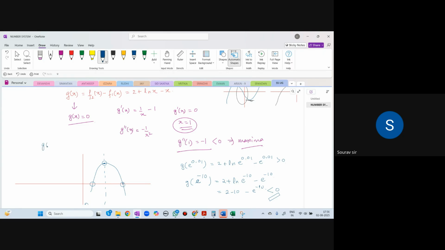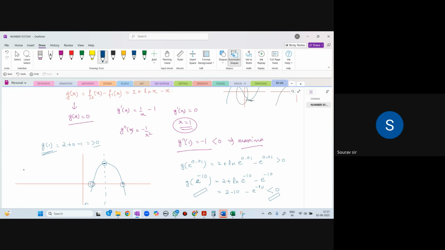g(1) will be 2 plus ln 1, which is 0, minus 1. So 2 plus 0 minus 1, which is positive. So g(1) is positive, and g near 0 is negative. So there has to be a point where g(x) crosses the x-axis between these two values. So one root is here.